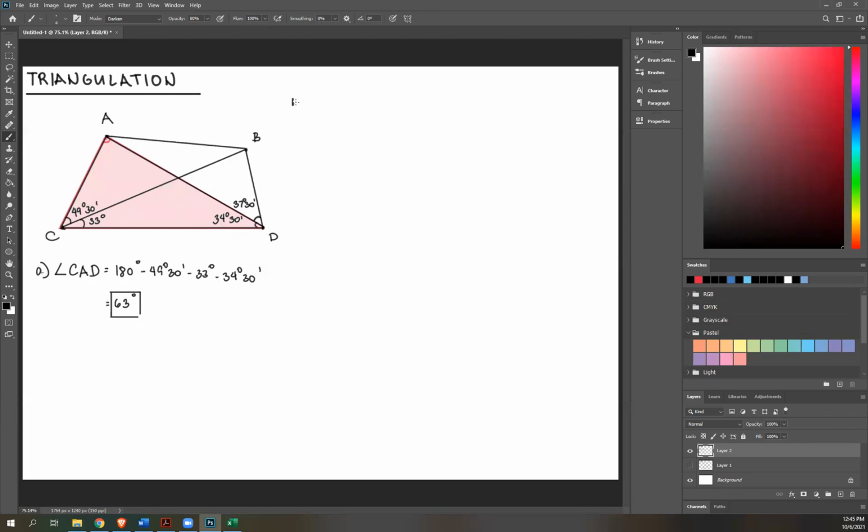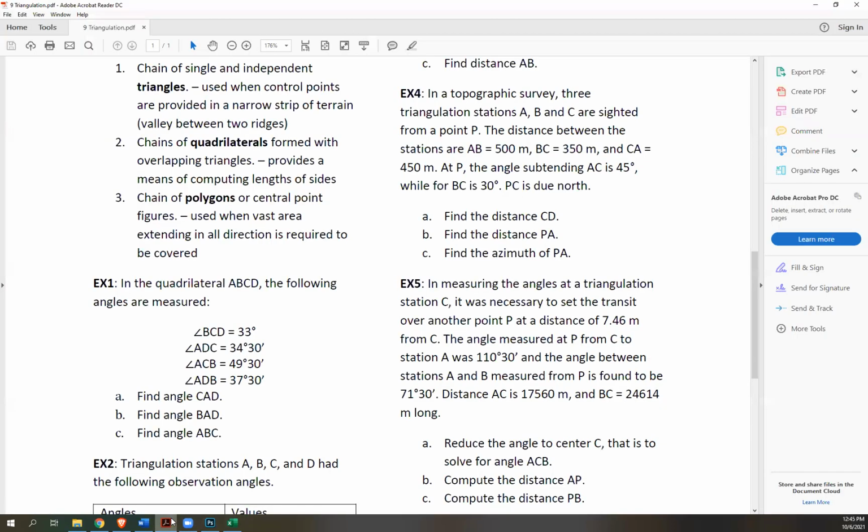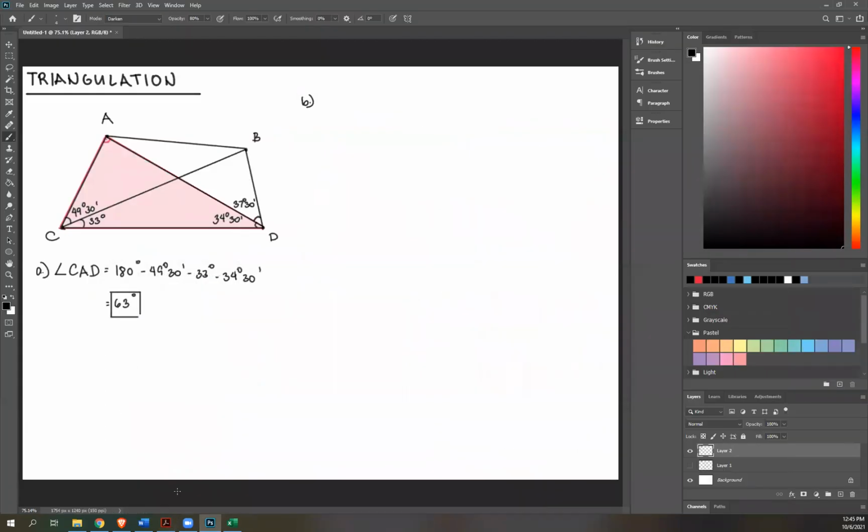Next, part B. Find angle BAD. So BAD, that's this angle over here. So unfortunately, in creating a triangle out of this, we will consider this one. The given is too few to solve for anything, right? So I can't use 180 minus this because I don't know what this angle is. However, if you've noticed, I can actually solve for this one. Can anybody tell me what is this angle over here?